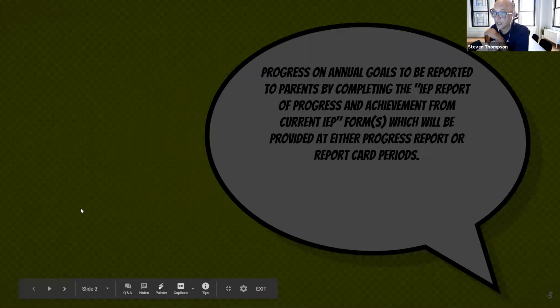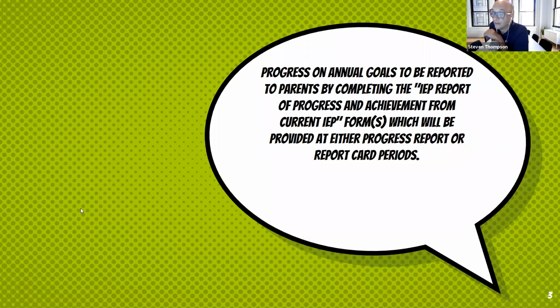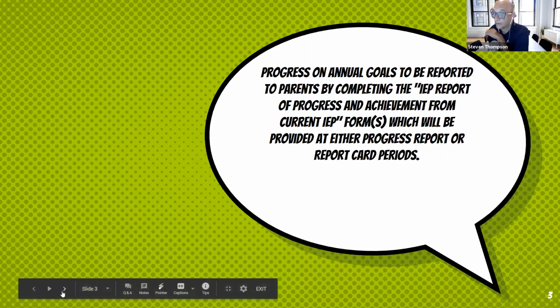So this is the statement that we see on our IEPs in Welligent. Progress and annual goals to be reported to parents by completing the IEP report of progress and achievement from current IEP forms, which will be provided at either progress reports or report card period. So we know that in every IEP that we write or attend, students have a math goal, a writing goal, and a reading goal. And that goal is measured over 3 different periods throughout the year. We want a child to make significant progress on their goals at each period.